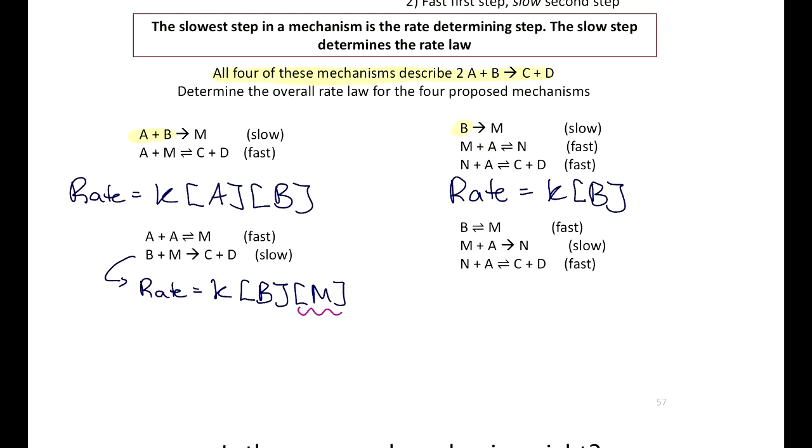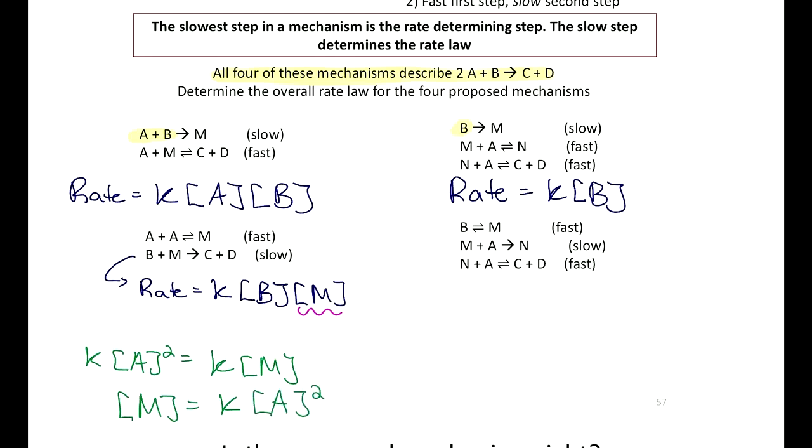So let's get rid of M by using the first step, where I set the rate law for the forward reaction equal to the reverse reaction. So the forward reaction is k times A squared equals k times M concentration. All of these k values, they just combine in the end, so I'm not really keeping track of them. So we can rearrange this and say, oh, M equals, again, a constant times A concentration squared. I'm just saying k is a constant.